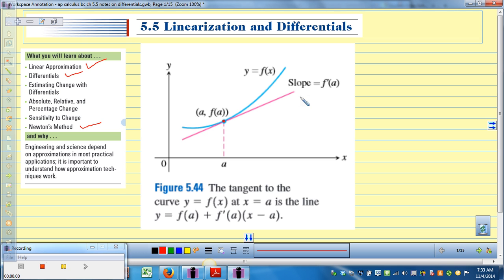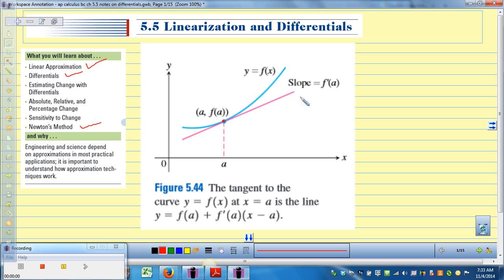What happens if I move further out in the x? Is my tangent line a good approximator as I move further out? No, because you can start to see the disparity. The y value is here for the tangent line and up here for the function. So it's only a good approximator of the function if we stay very, very close to the point of tangent.